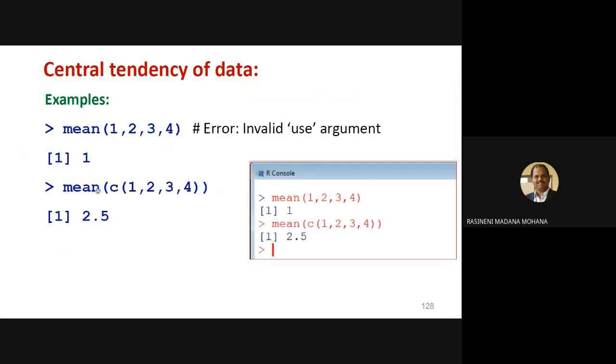Here you can observe some important points. If you take mean of all the values directly, it shows an error, invalid use of argument. By default, it takes only the first value. So multiple values can be combined using the command c. So mean of c of, then all values are considered.